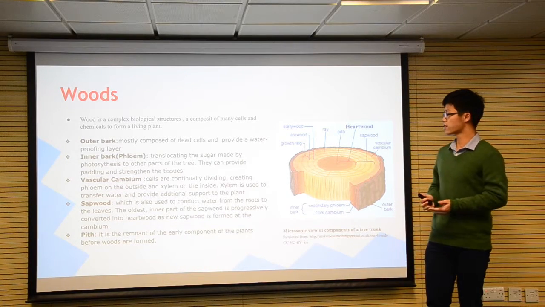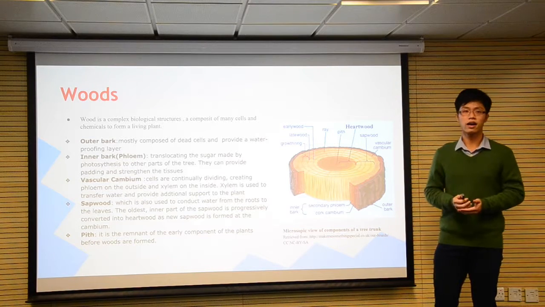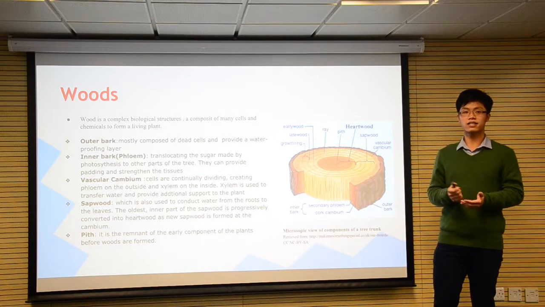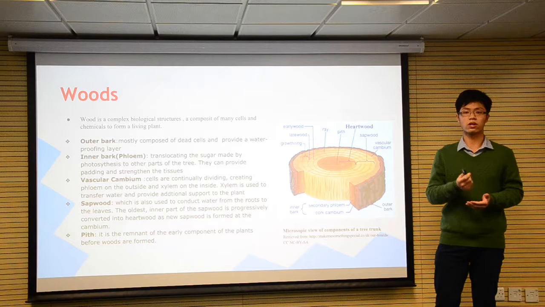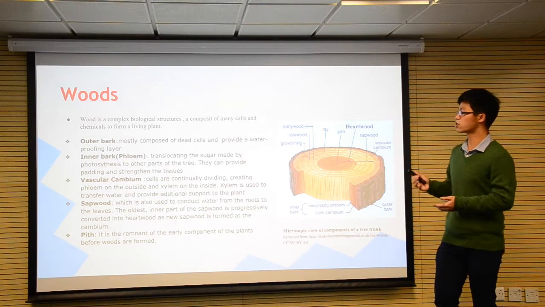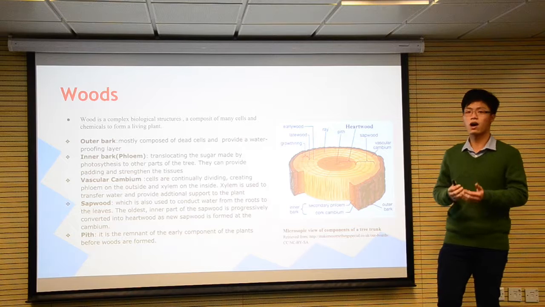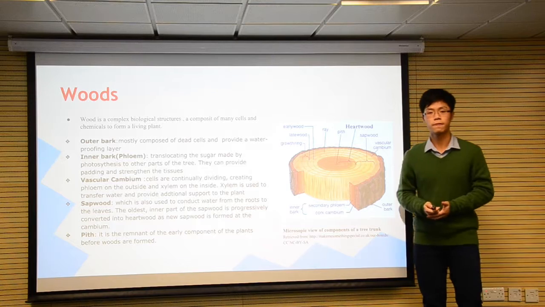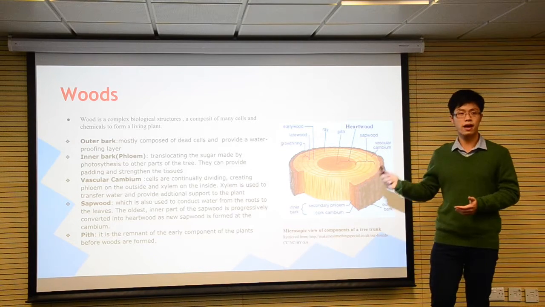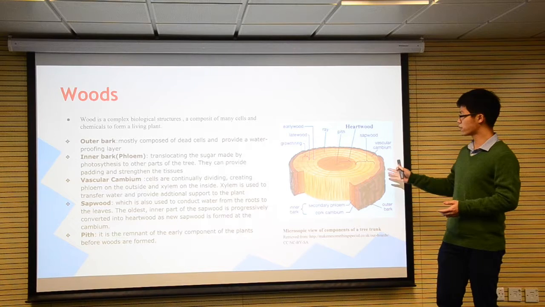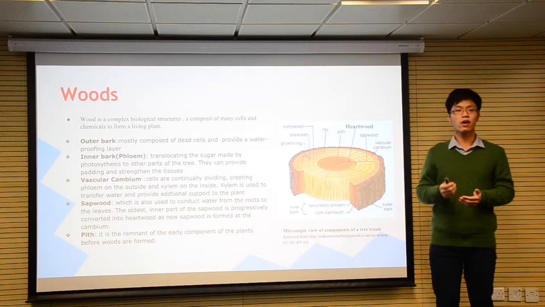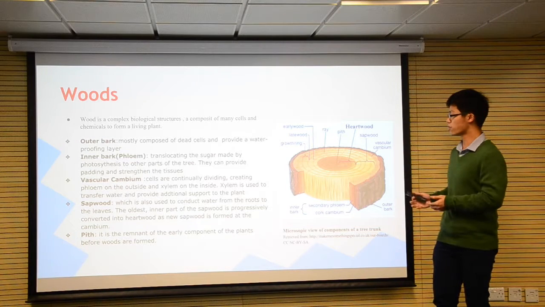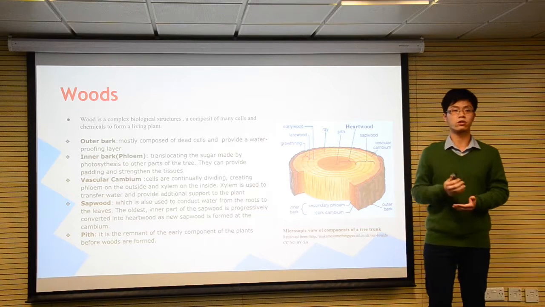And the outermost layer of the wood is called the outer bark. It's composed of dead cells and also provides a waterproofing layer. And the next layer is the inner bark, which is also called the bast. Its function is to translocate the sugar made by photosynthesis to other parts of the tree. It can also provide padding and strengthen the tissues. And the next part is the vascular cambium. In this part, the wood cells are continually divided, creating phloem on the outside and xylem on the inside. Xylem is used to transfer water and provide additional support to the tree.